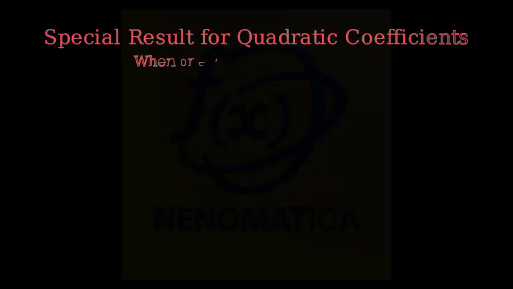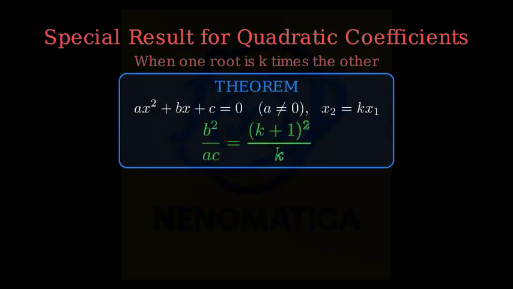In this lesson, we will prove a powerful relation for a quadratic equation. Here is the theorem statement. We assume a not equal to 0, ax squared plus bx plus c equals 0. If x2 equals k times x1, then b squared over ac equals the square of k plus 1 divided by k. We will use Vieta's formulas.